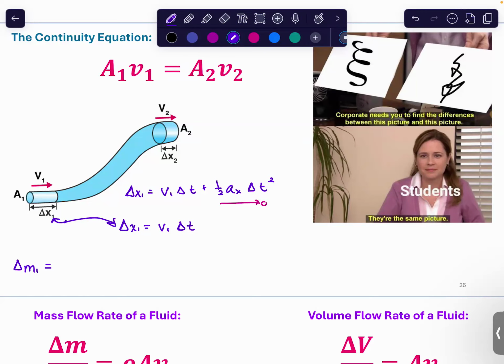So delta M is going to equal what? It equals something with density. What's it going to equal? Is it times that area? Well, what's the definition of density? That's our volume. Mass over volume. So the mass will equal what? Times density. Yeah.